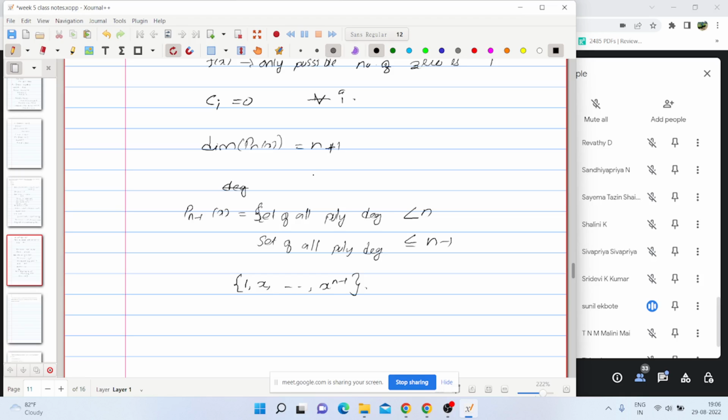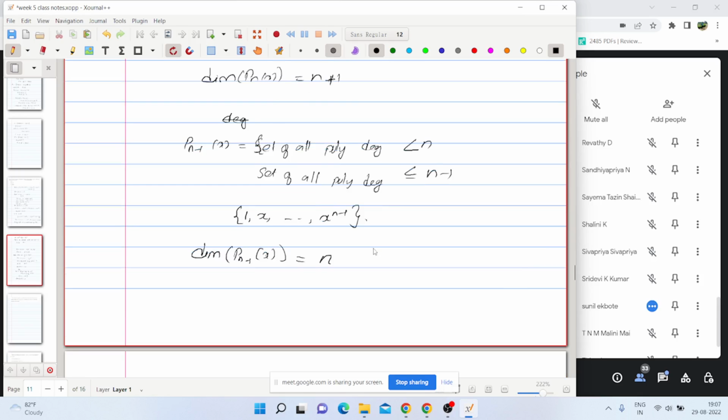Ma'am, will it be a proper vector space here? Which one? This Pn minus 1 of x, when the dimension is less than n. Proper subspace, are you asking? This Pn minus 1 is a proper subspace of Pn of x, is this the question? Yeah.